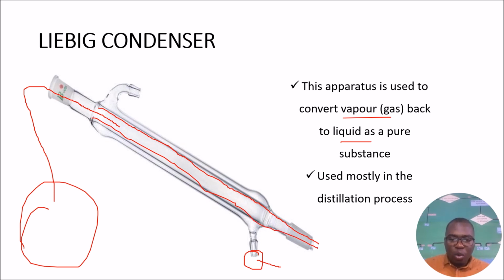So when the vapor is passing through and the cold water is coming in, the cold water is going to be removing the energy from the gas particles, and it will be bringing the particles closer together, hence converting the gas back to a liquid, and this is known as condensation. So the Liebig condenser is used to condense the gas or vapor back to a liquid, and this is used mostly during the distillation process.